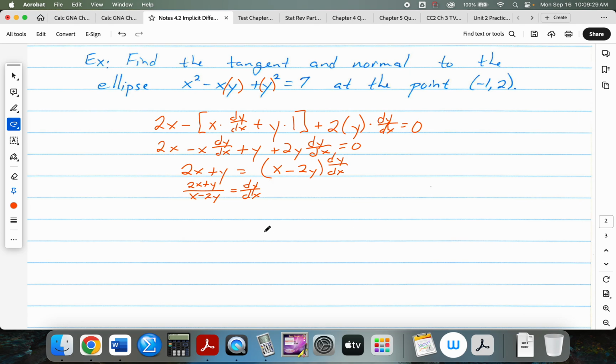So then at the point negative 1, 2, that's going to be negative 2 plus 2 over negative 1 minus 4, is equal to 0, which equals the slope of the tangent at negative 1, 2. So the slope of the normal at negative 1, 2 will be undefined.